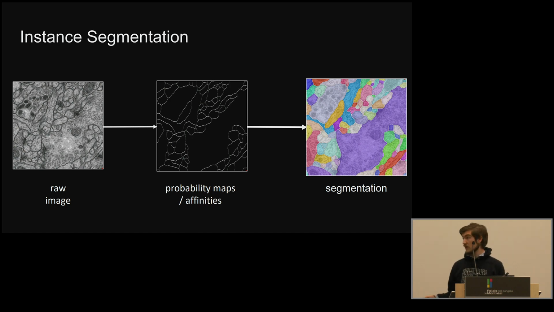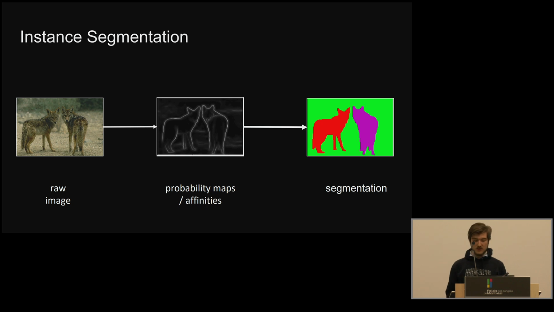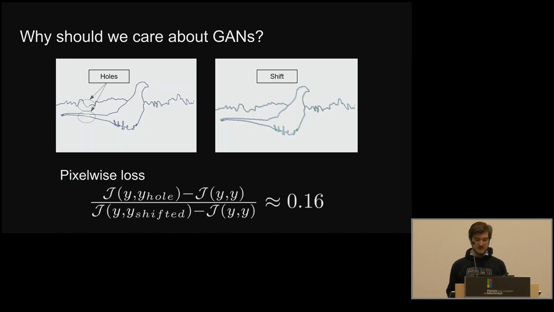In this short talk, I'll only focus on the first arrow. So how do we predict good affinities? In this work in particular, we have looked into natural images. This is an example image of the BSD 500 segmentation database. So why should we care about GANs? How can we improve the segmentation?